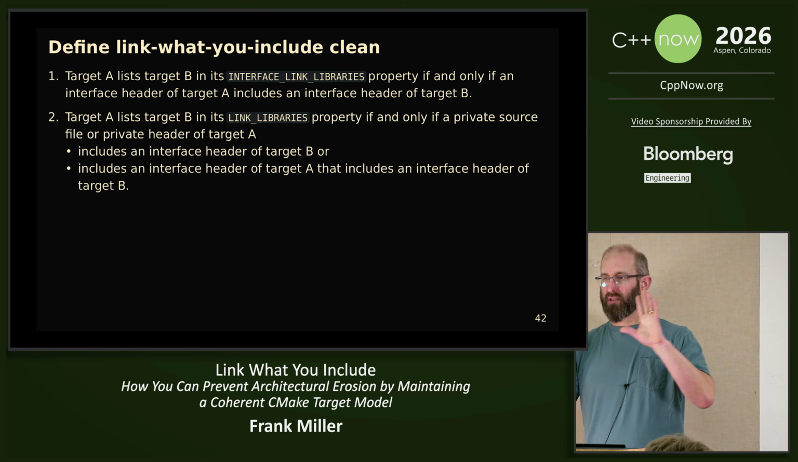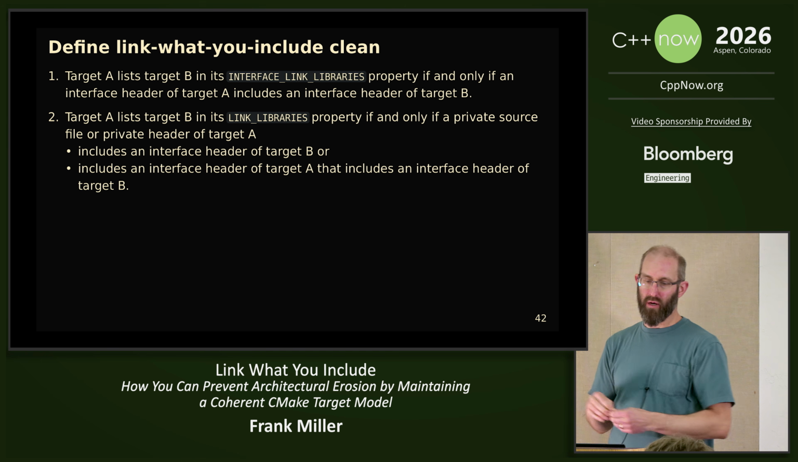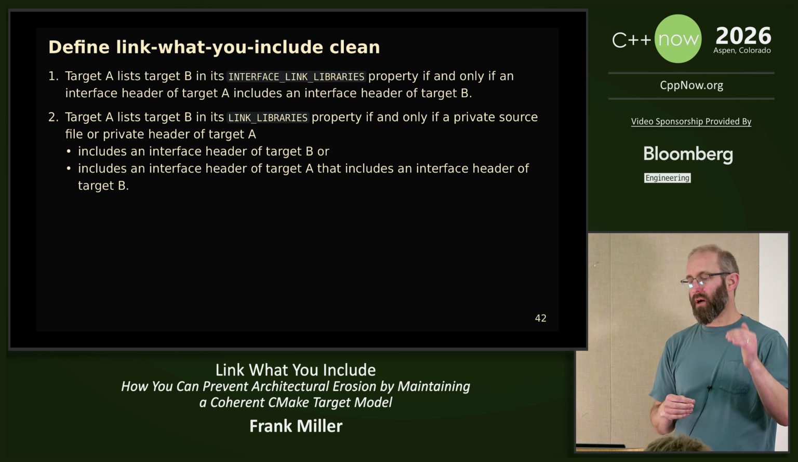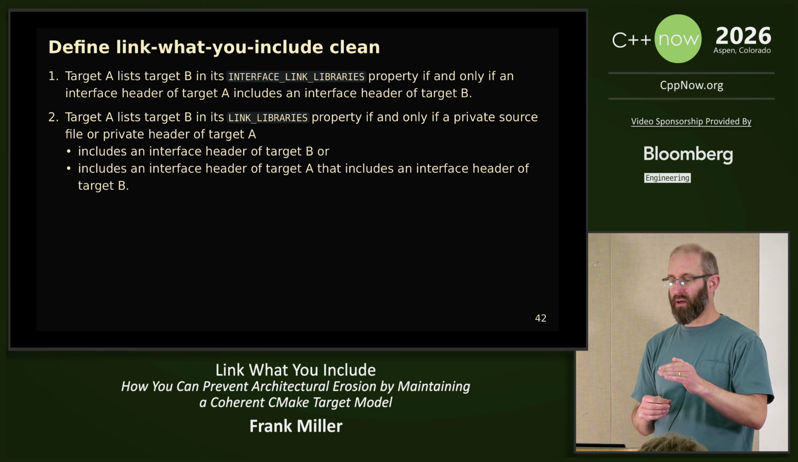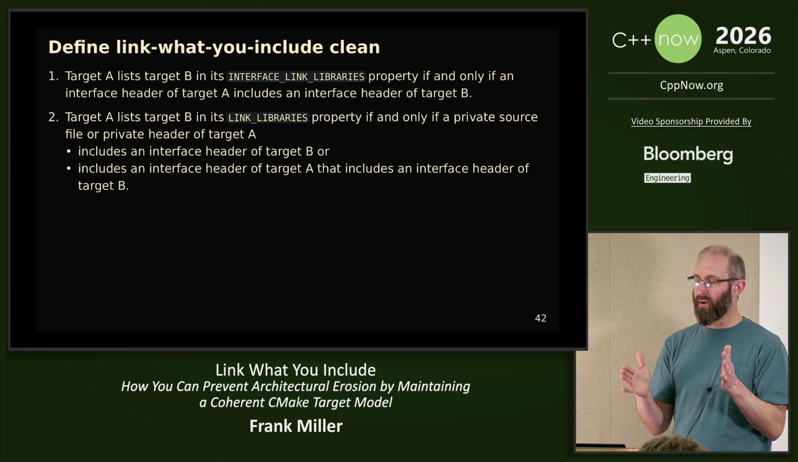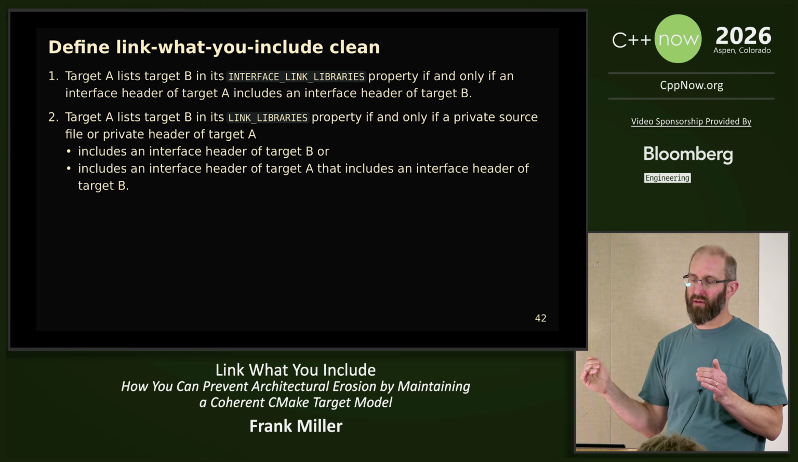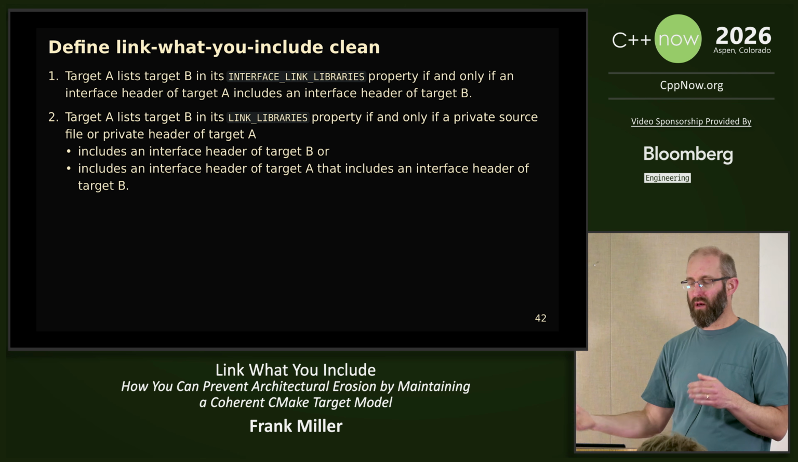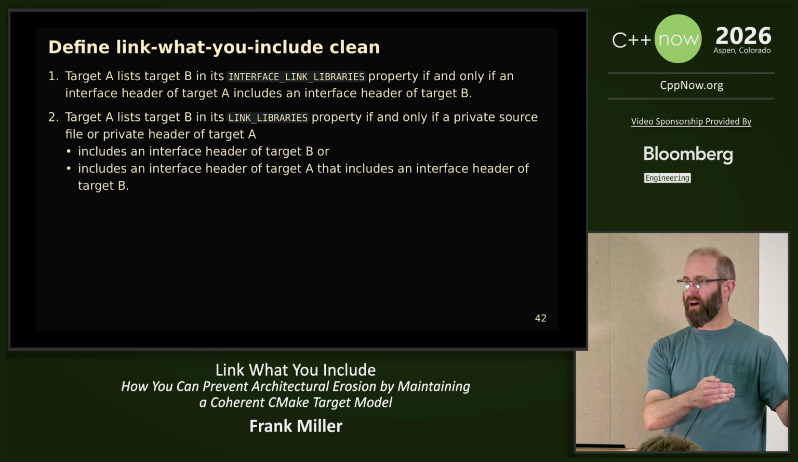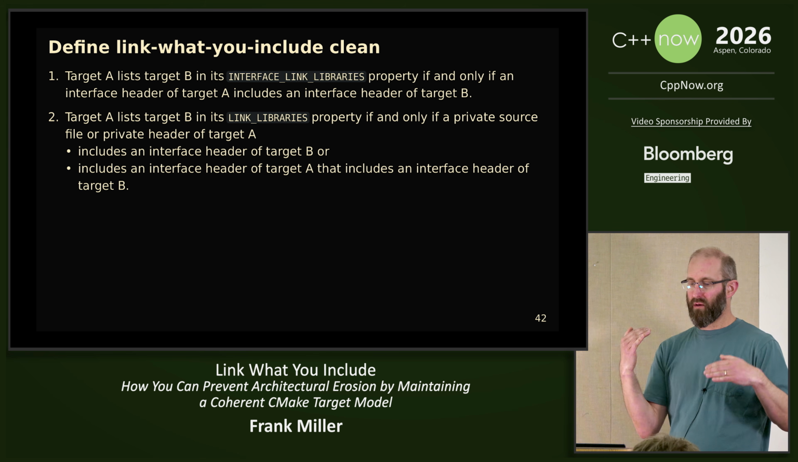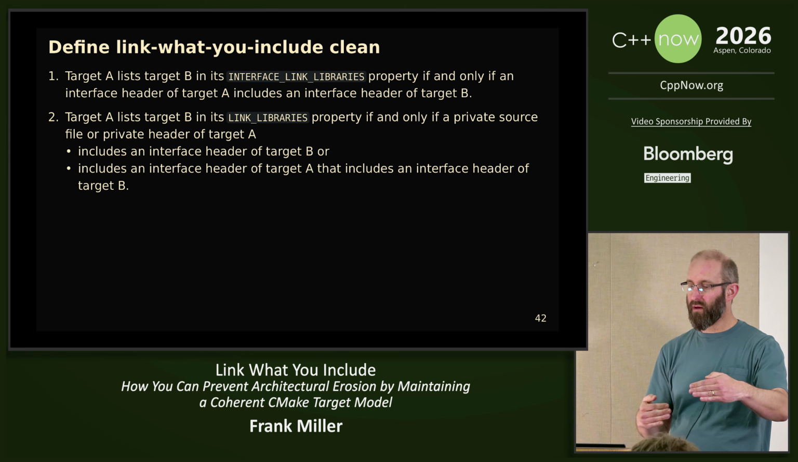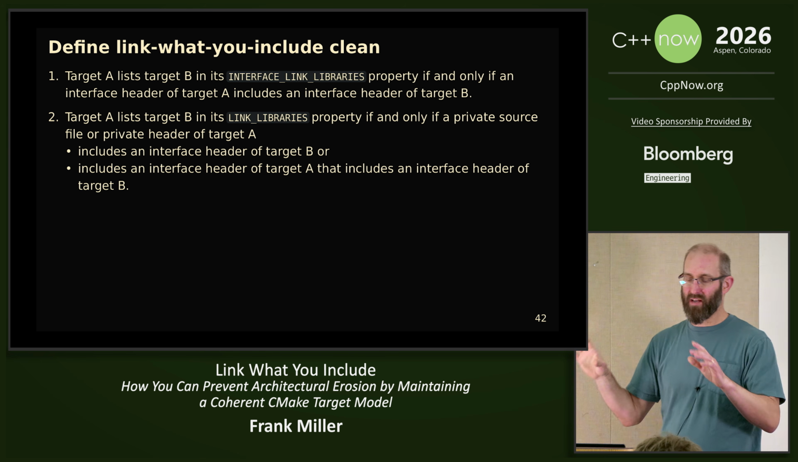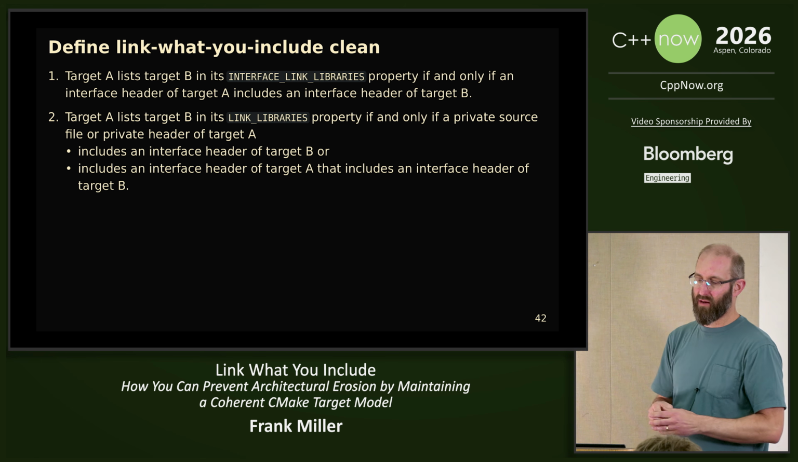And so this is the more precise version of what I showed earlier. There are two things. Target A lists target B in its interface link libraries property if and only if an interface header of target A includes an interface header of target B. So that's building right off of that corollary, right? If we're including a header, then we need to link to it, right? And that's on the interface side, right?